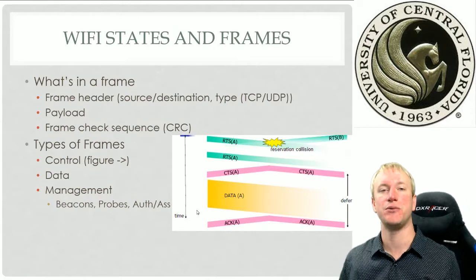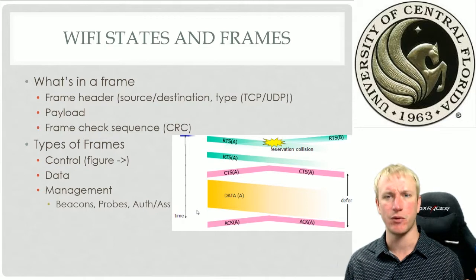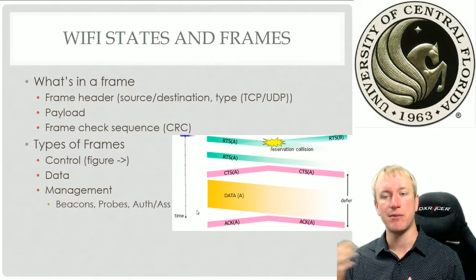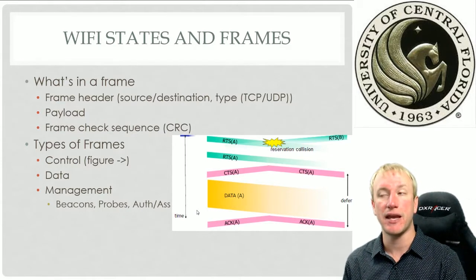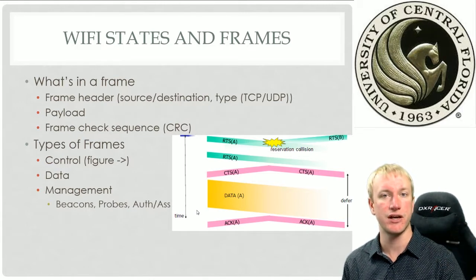So I did want to spend some time talking about Wi-Fi states and frames. So what's in a frame and why is it important? Well, a frame has your source and destination, the type of data it is, like TCP or UDP, the payload, like the point, and your frame check. So say like an MD5 checksum or CRC.